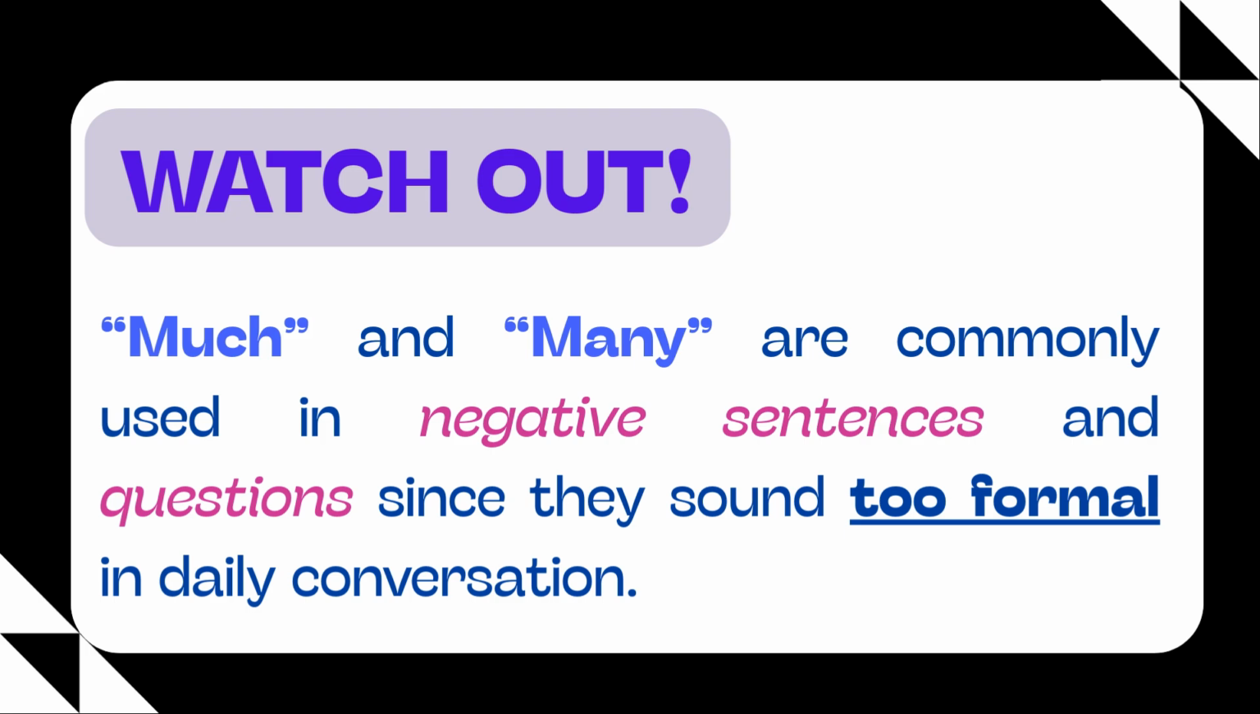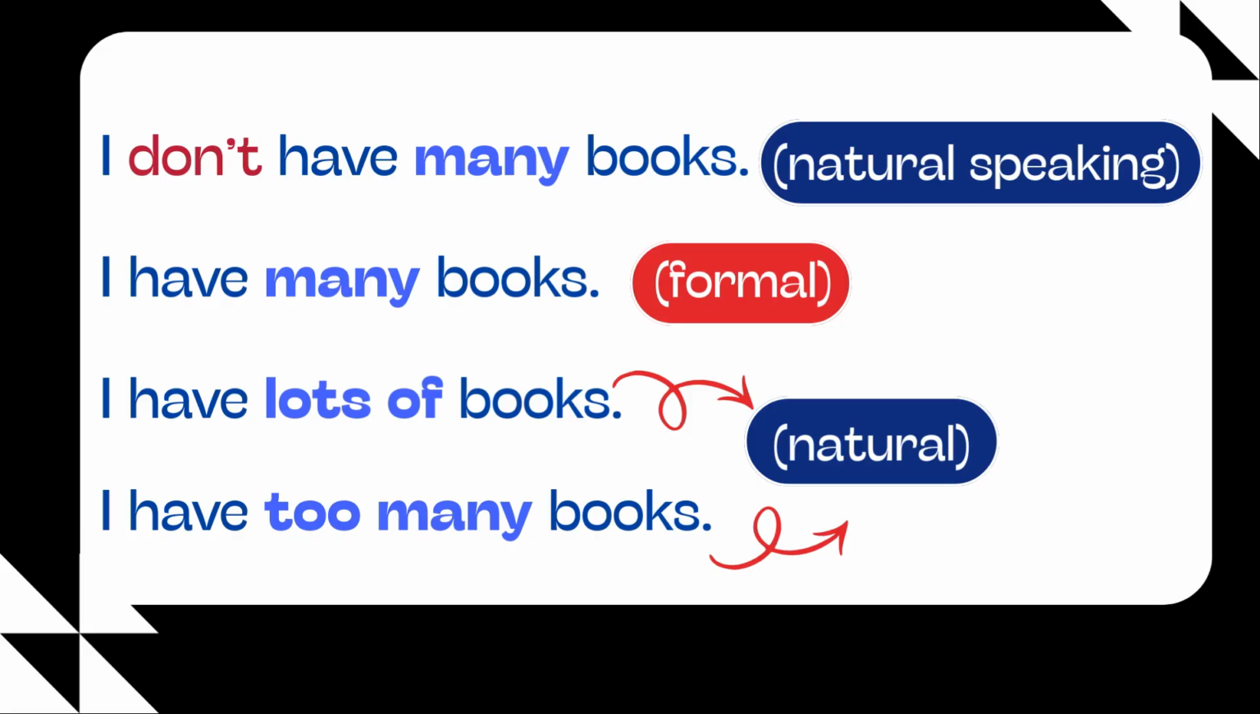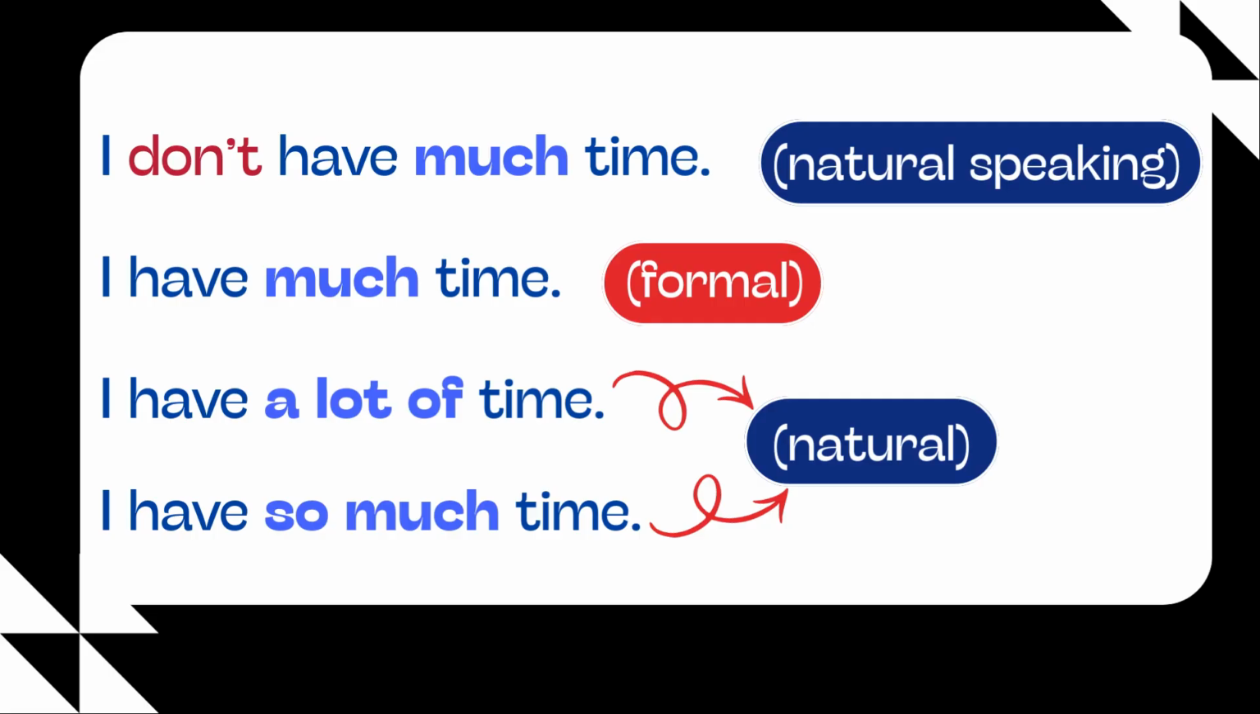Watch out. Much and many are commonly used in negative sentences and questions, since they sound too formal in daily conversation. I don't have many books: natural speaking. I have many books: formal. Instead you can say, I have lots of books, or I have too many books. I don't have much time: natural. I have much time: formal. Instead you can say, I have a lot of time, or I have so much time.